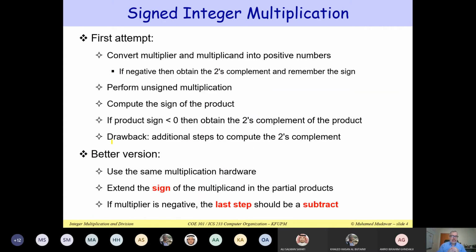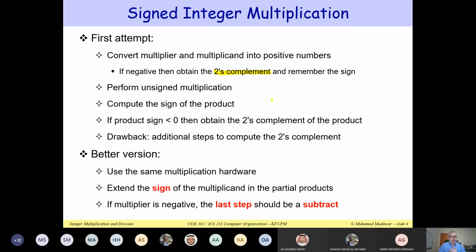Now, in the case of signed integer multiplication, if you are dealing with negative numbers, one way to do it is to convert the multiplier and multiplicand into positive numbers. That is, if you would like to multiply two negative numbers or one negative with one positive, if the number is negative, you can convert it to positive. Very simple. You can take the 2's complement. So the 2's complement of a negative number will be positive. And then you multiply the positive numbers.